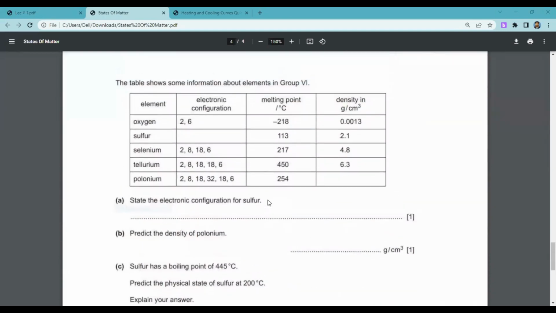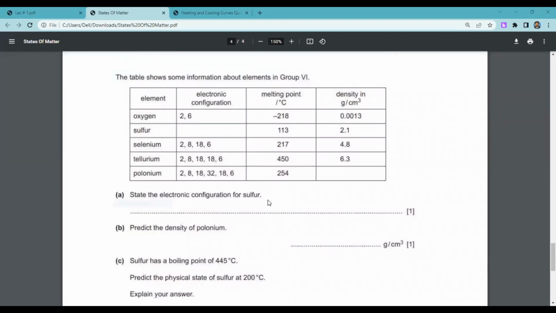This is the last question. The table shows information about elements in group 6. We are not concerned with group 6 at this time. We are just concerned with melting point, boiling point and density. We will also study density later. Use electronic configuration. No, we will discuss it later. Predict the density of polonium.